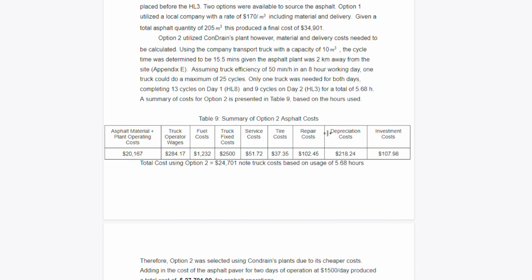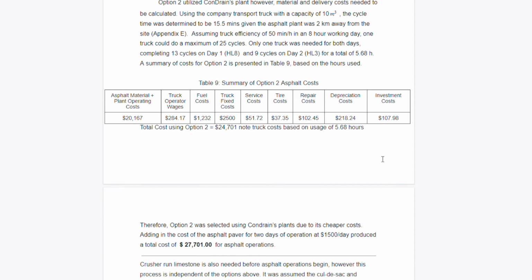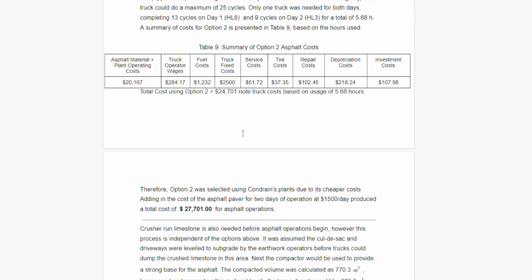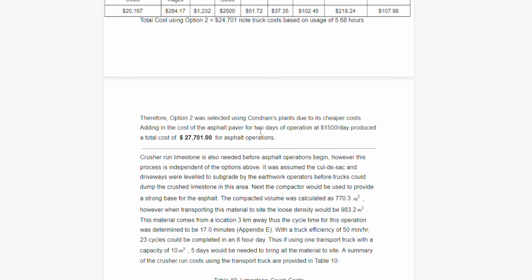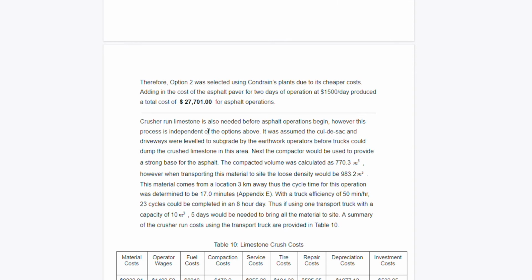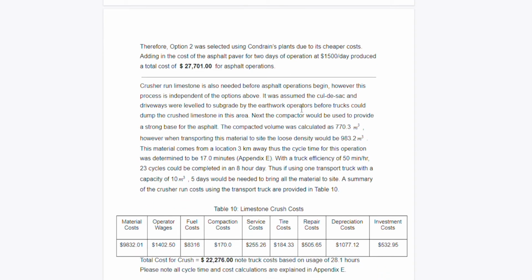Given the total time of the transport truck in operation, 5.68 hours, we were able to find all appropriate costs for option 2. This roughly equaled $25,000, much cheaper than option 1, therefore it was selected. Once we added in the cost of our asphalt paver, we obtained a final cost of roughly $28,000 for all asphalt operations. Crusher run limestone also was needed to provide a strong base for the asphalt.